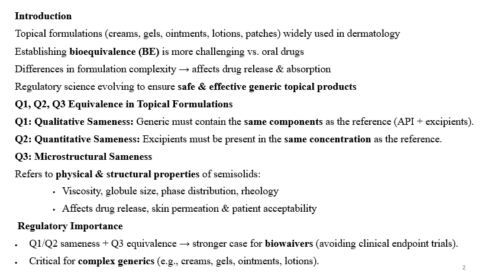Now coming to the Q1, Q2 and Q3 equivalence for topical formulations. Q1 is the qualitative sameness of the excipients and components. Q1 sameness provides the understanding about the qualitative composition, that is, the generic must contain the same components as the reference formulation, and these components are the API and the excipients. Then the second, Q2, is the quantitative sameness, that means the excipients must be present in the same concentration as the reference formulation. And Q3 is the microstructural sameness.